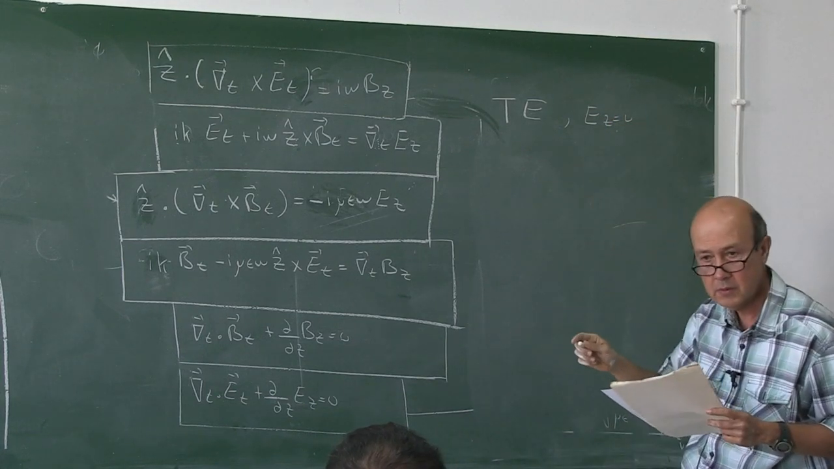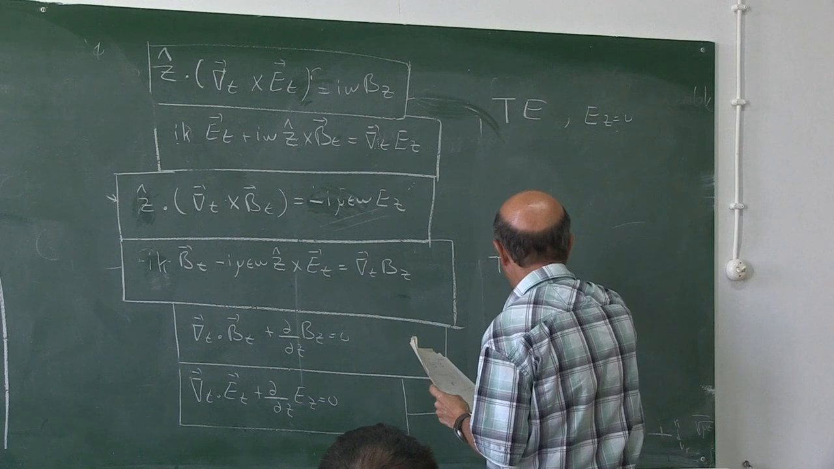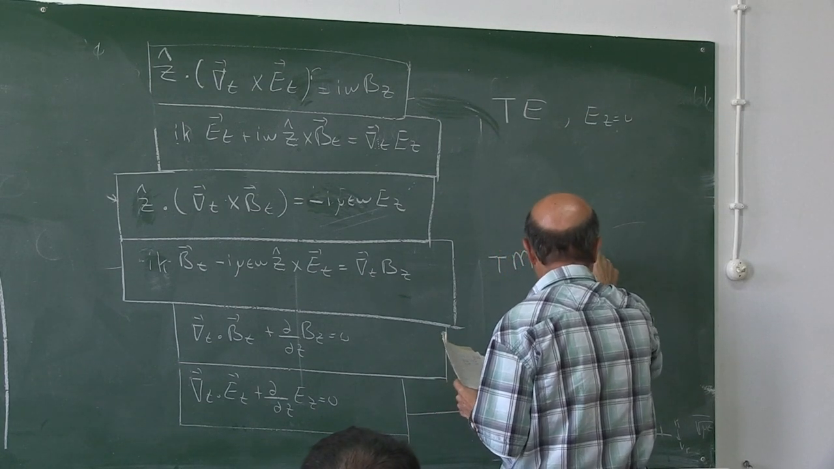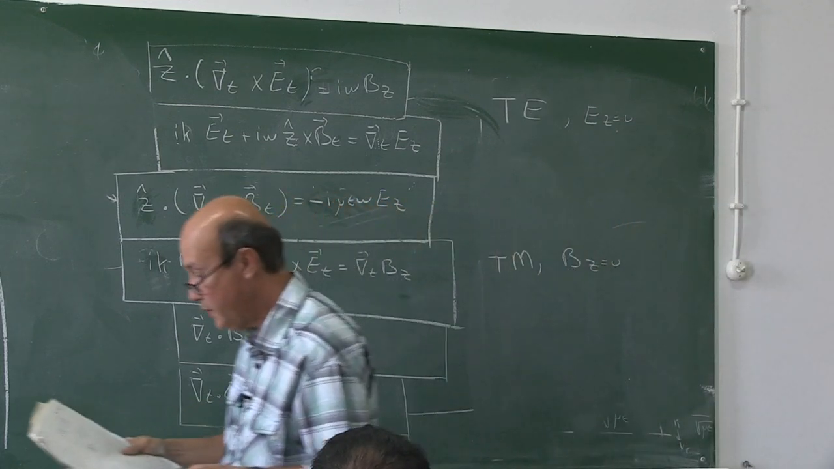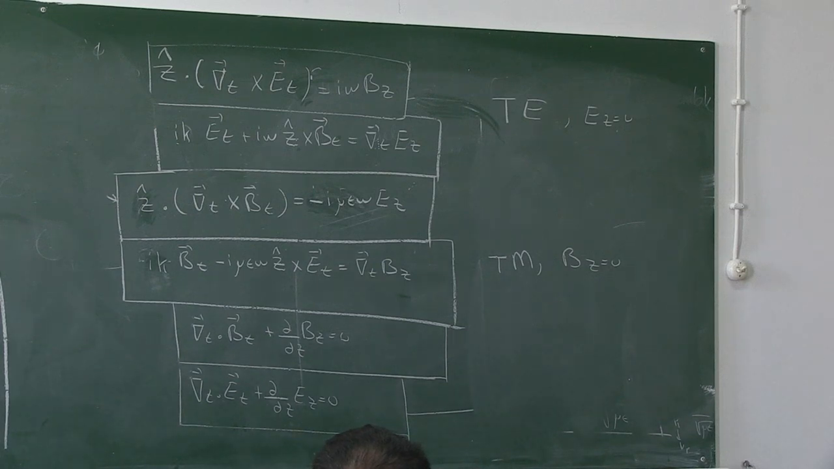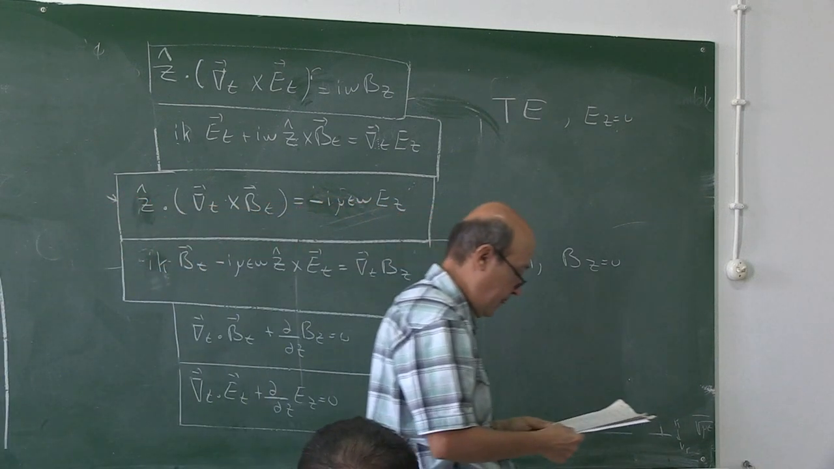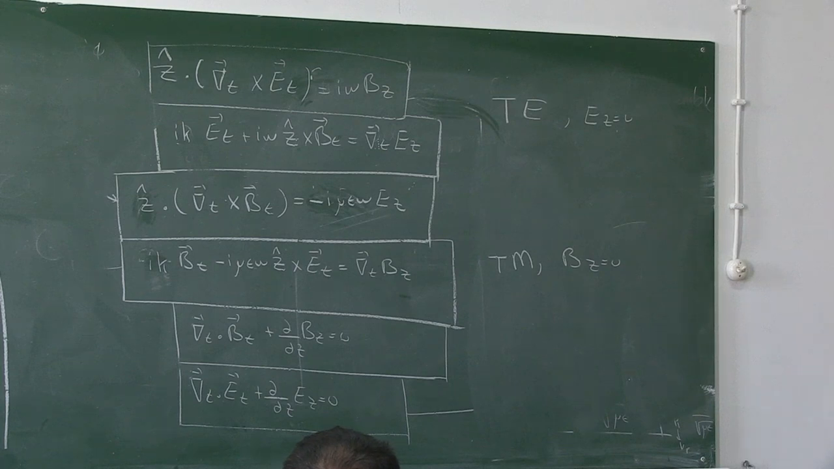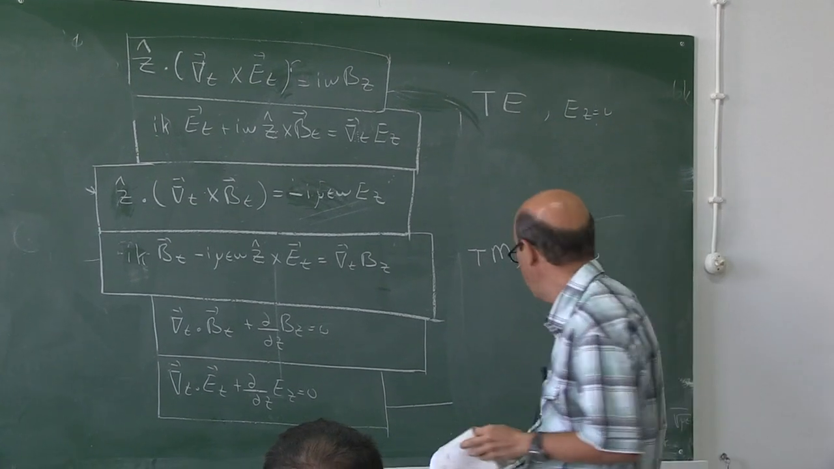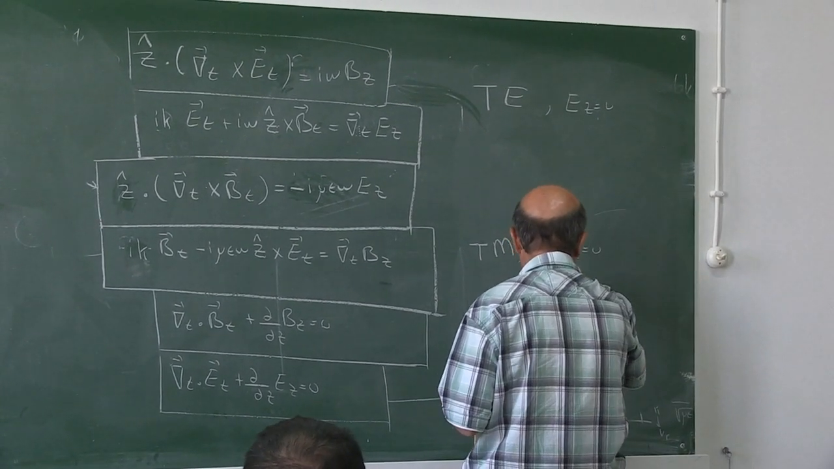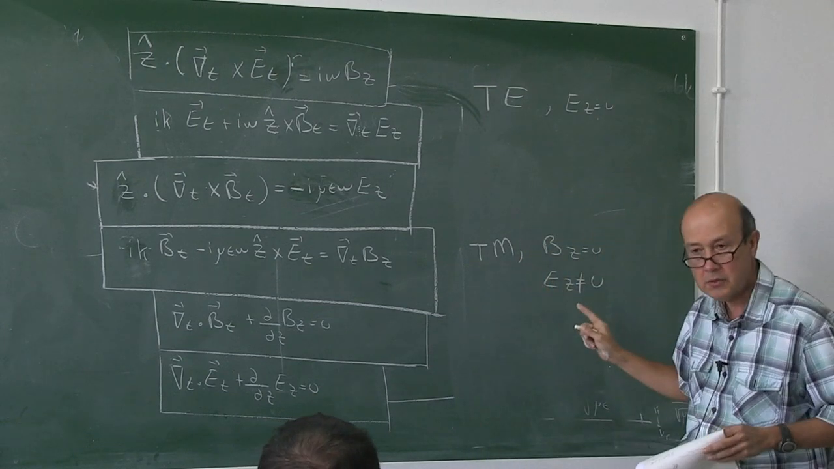No Z component. Transverse magnetic is the other choice; in that case, EZ is not zero but BZ equals zero. In the ideal case, we should satisfy some boundary conditions when the wave reflects from the walls. Okay? So for TM waves, BZ is zero, but EZ is not equal to zero.